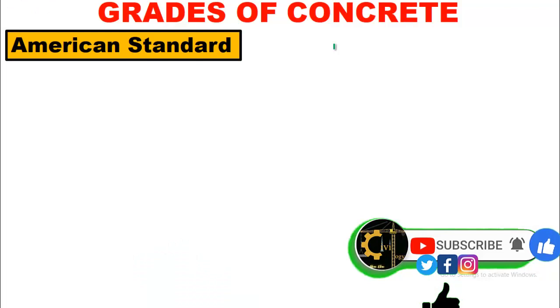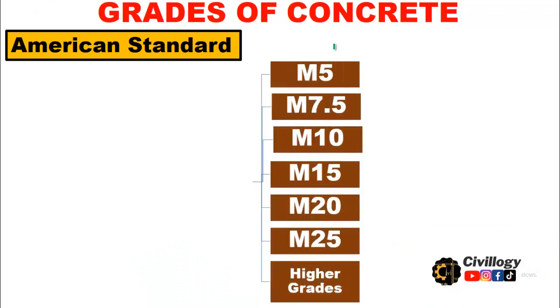First of all, we will discuss the American standard. American standard categorizes concrete on the basis of its strength, and it is denoted by M5, as there are different grades of concrete and there are different notations for them. First one is M5. Similarly, M7.5, M10, M15. You must have seen these representations in books, on social media and engineering websites. Okay, so what does this mean?